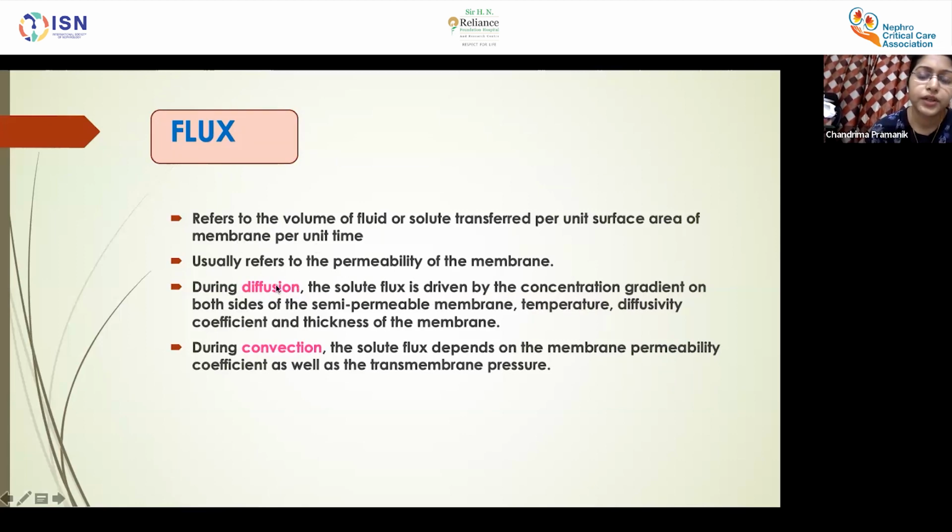So during diffusion, the solute flux is basically driven by Fick's law. That is, it is dependent on the concentration gradient on both sides of the semi-permeable membrane. It is dependent on the temperature gradient. It is dependent on the diffusion coefficient and also the thickness of the membrane. On the other hand, during convection, the solute flux depends on the membrane permeability coefficient as well as the transmembrane pressure.